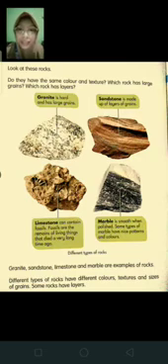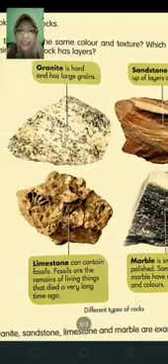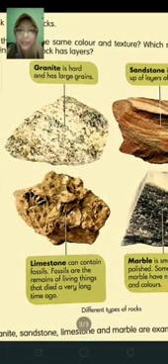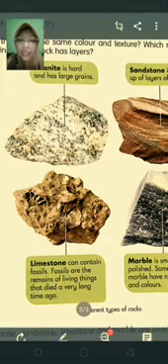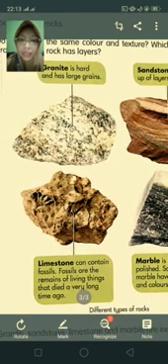And for the first type of rock, we can say this is granite. This is the characteristic: granite is hard and has large grains. You can see the color is a mix of black and white. This is what we can call granite.